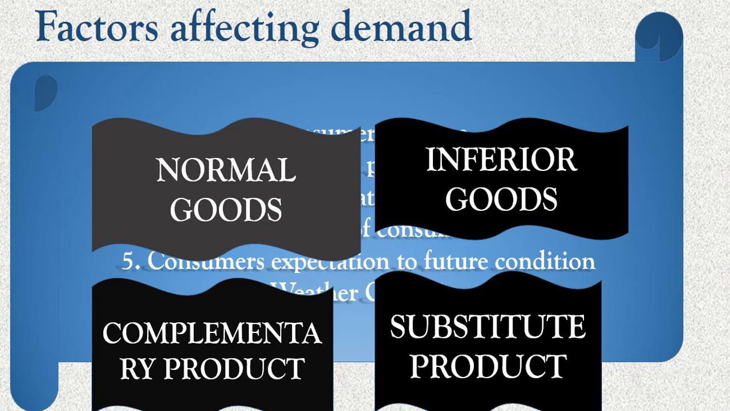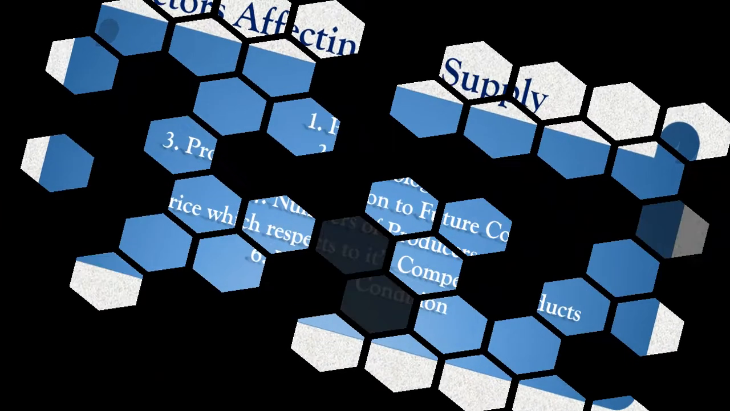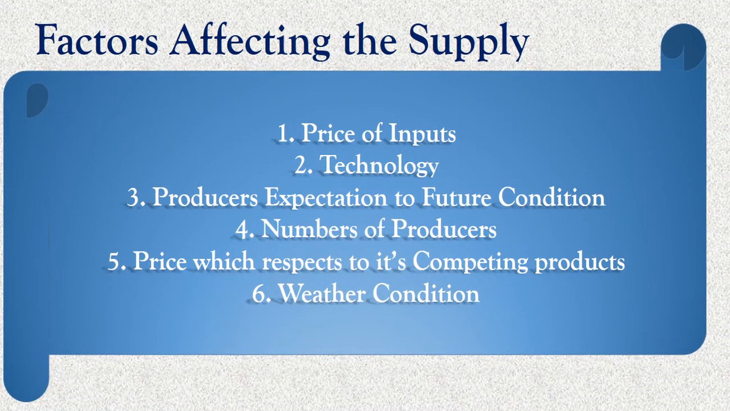Now we've gone through the factors affecting demand. Now let's move on to the shifters of supply. These are the factors affecting the supply, or the things that cause the supply curve to shift either to the right or left side of the graph. These are the price of inputs, technology, producers' expectation of future conditions, number of producers, price with respect to competing products, and weather condition. I will no longer discuss the number of producers and weather conditions, for they are very common, and the assumption for the number of producers and weather condition is just the same in demand and supply.